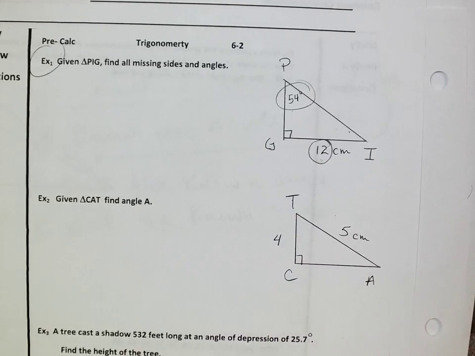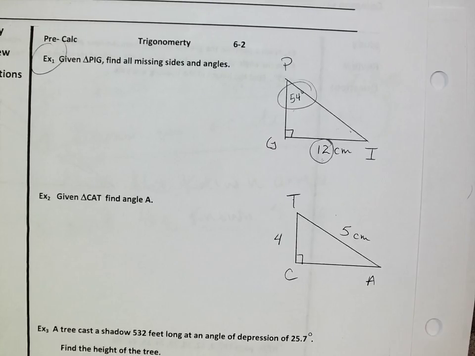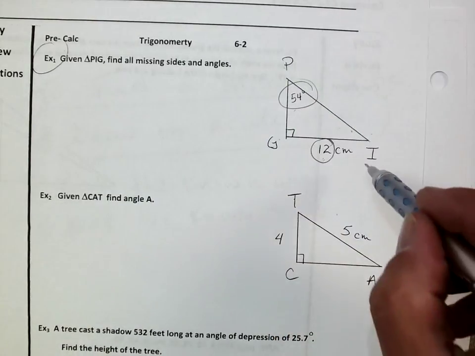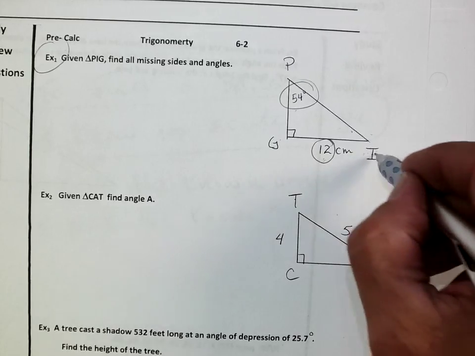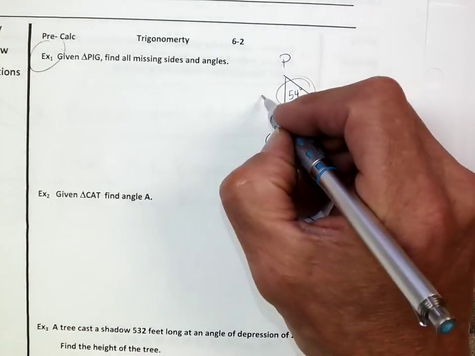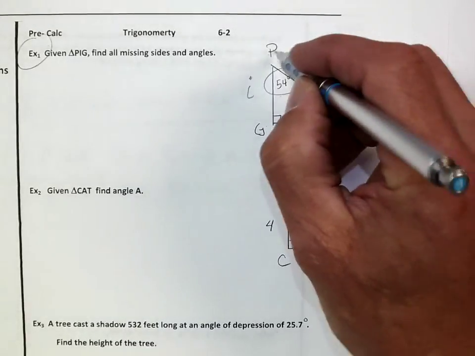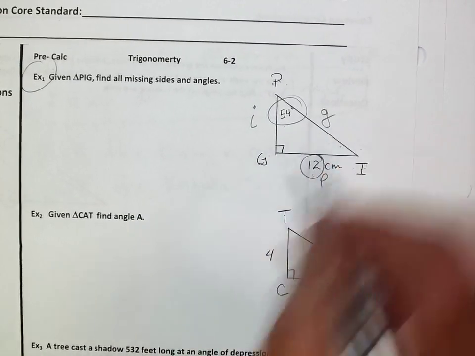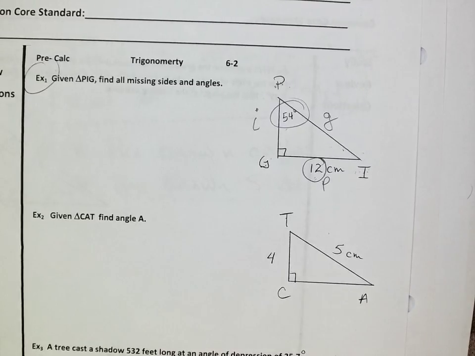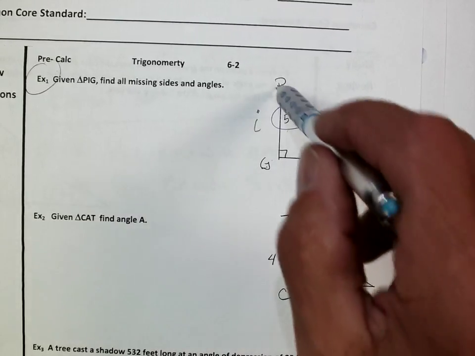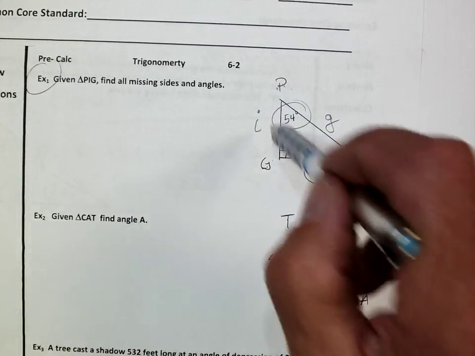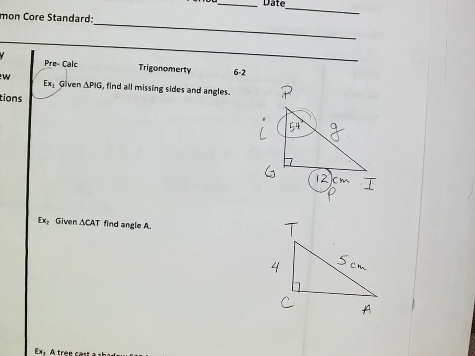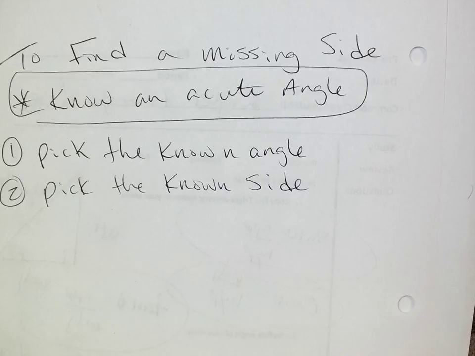Now, the way we label triangles is with their letters. This is triangle PIG. It's my favorite triangle. If this is angle I, directly opposite would be little i. If this is angle P, then this is little p. If this is angle G, then this is little g. So I label my triangle from the letters. Then, pick the known side. I've got that.